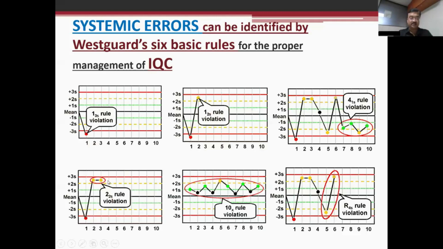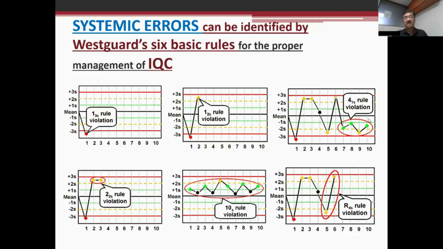It's called bias. Similarly for 4-1S, on the 4th day, I'm calling the system to be biased because my deviation was not that high. It was only beyond 1S. So I am waiting up to the 4th day to call it a bias. Similarly, in the 10 mean rule deviation, I am waiting for the 10th day to call it a bias.